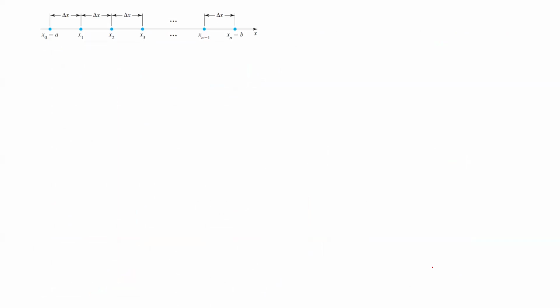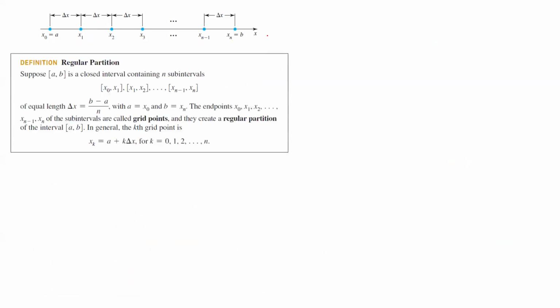As you remember in elementary calculus, we had an interval a to b, and then we divided up that interval into smaller sub-intervals, delta x. And we called it a regular partition. Suppose a, b is a closed interval containing n sub-intervals, x sub 0 to x sub 1, x sub 1 to x sub 2, and x sub n minus 1 to x sub n. So these are these little sub-intervals, as you can see here.